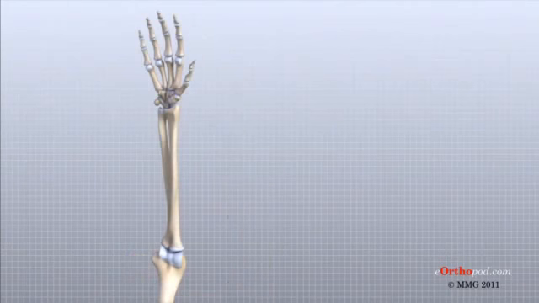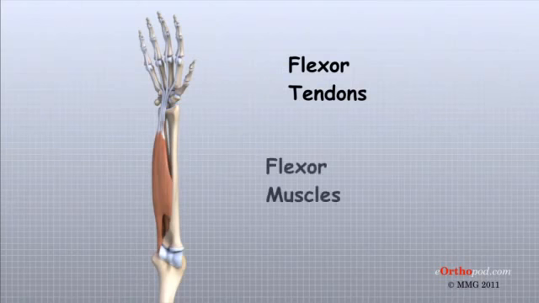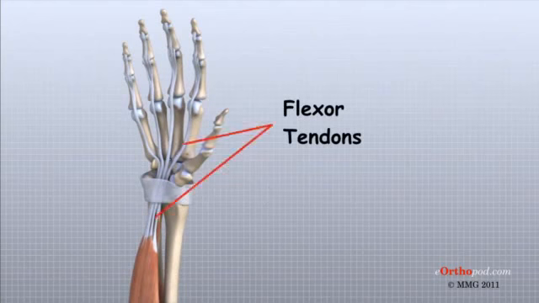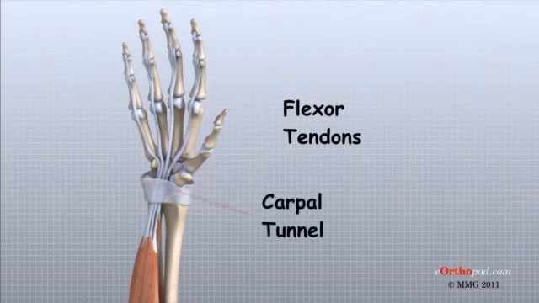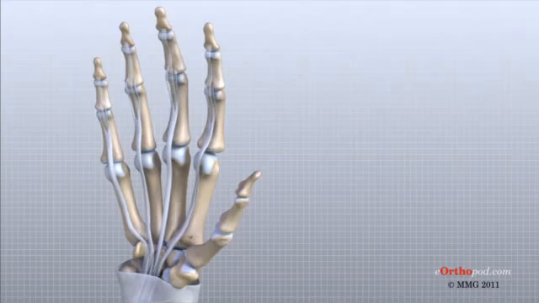The flexor tendons allow the fingers and thumb to flex or bend to grip objects in the palm of the hand. The strong flexor muscles begin in the forearm, and just before they enter the wrist, the flexor muscles form the flexor tendons. The flexor tendons travel through the carpal tunnel, through the palm, and two tendons each travel into the volar side of each finger.